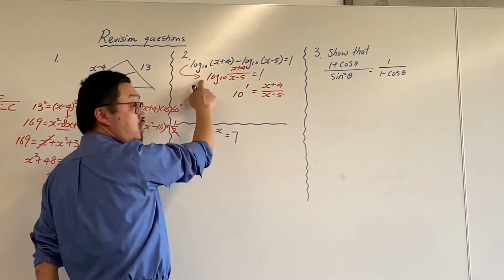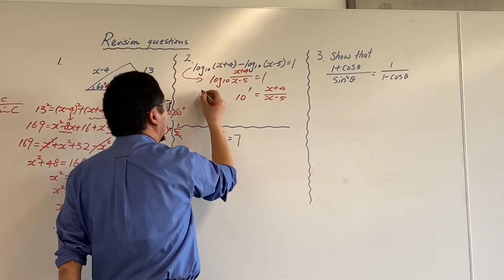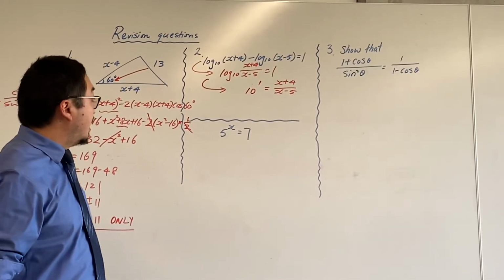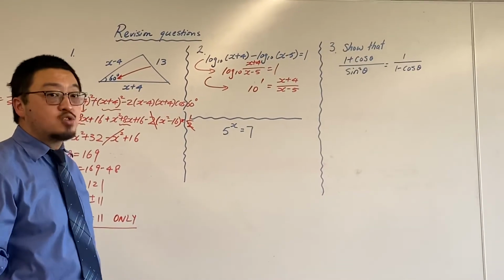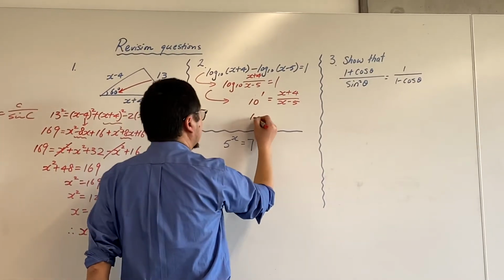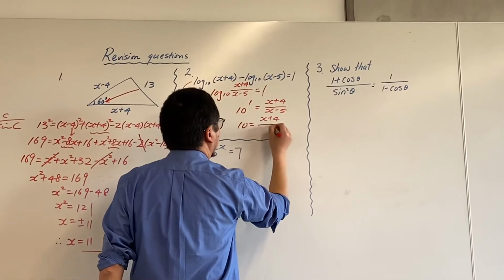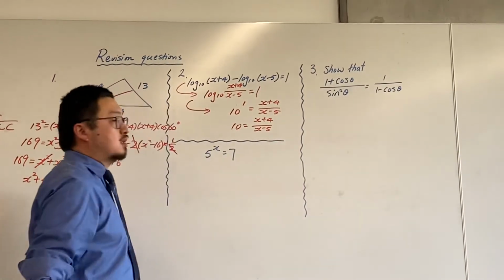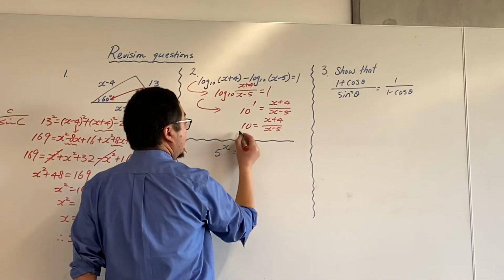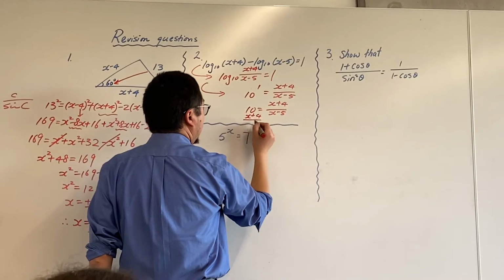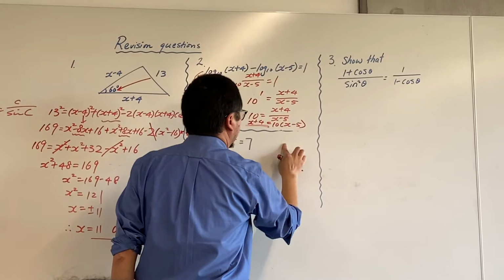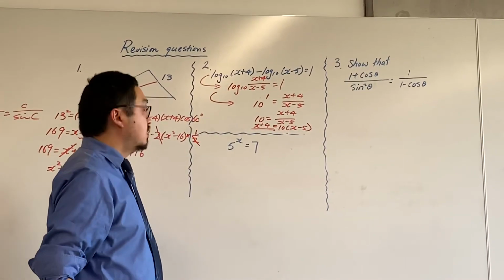So from here to here is the log law. From here to here is exponential to log, which you need to be comfortable transferring between those two things. Now 10 to the power 1 is 10. How do I do here now? From here, hopefully just year 10. So x plus 4 is equal to 10x minus 5. You guys can finish the rest.